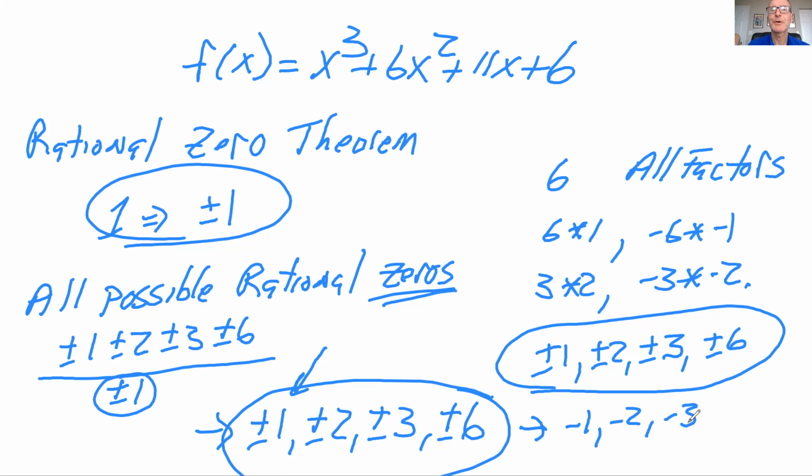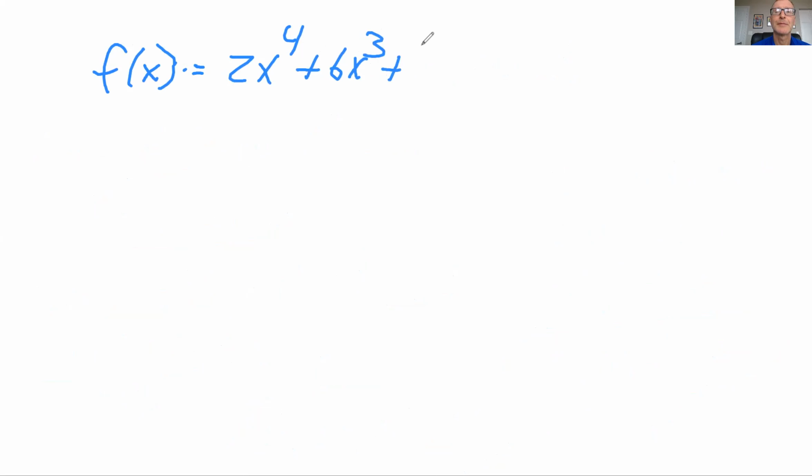Okay, let's do one more example. This one will be a little bit trickier, but say like you had something like this: 6x squared plus 7x plus, say, 9. And the question is, what are all possible rational zeros?